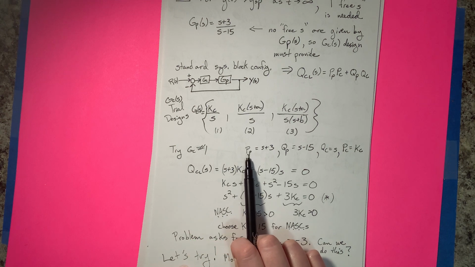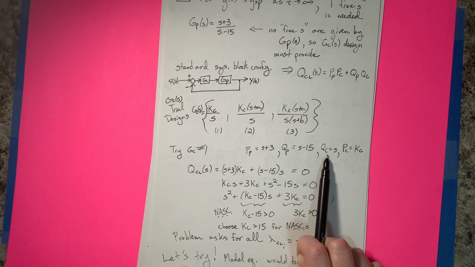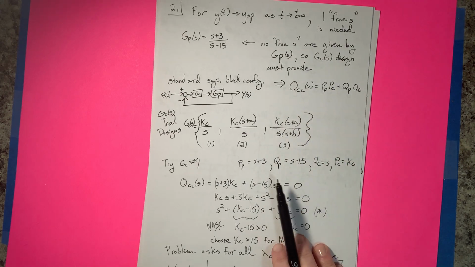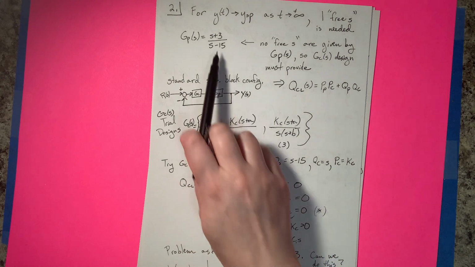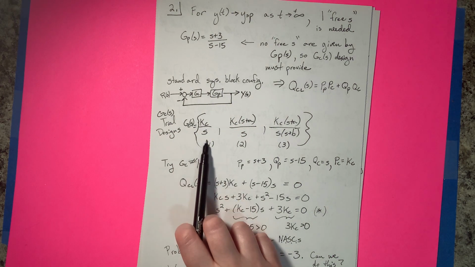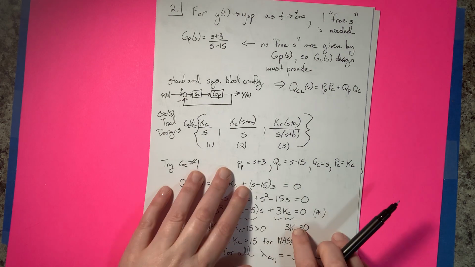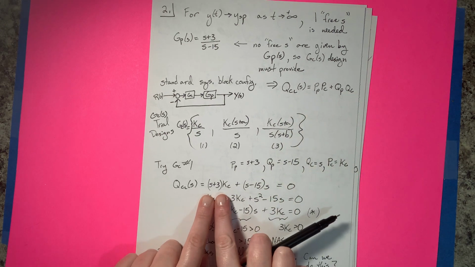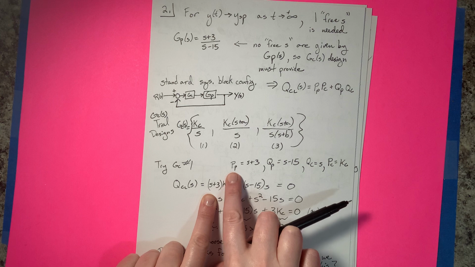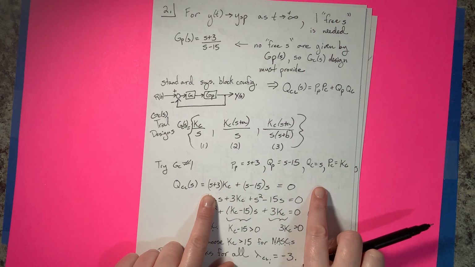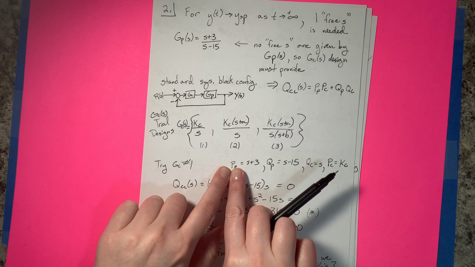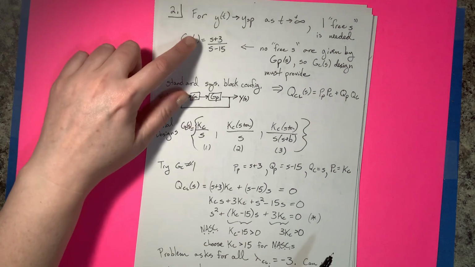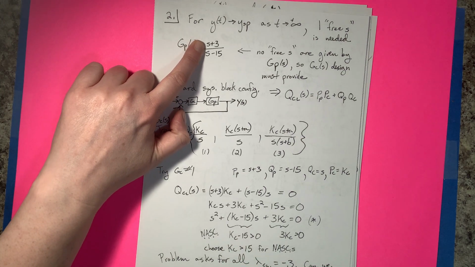So we plug in the P sub P, the Q sub P, the Q sub C, and the P sub C. These are the numerator and denominator polynomials of both our GP and our GC for our first trial design, and that plugs right into the QCL equation. I've just written out which element is equal to what. In general, the P is the numerator. So we have P sub C is KC, P sub P is S plus 3.